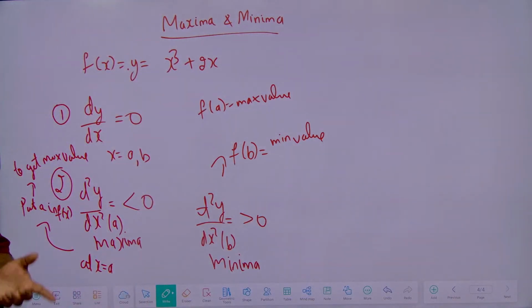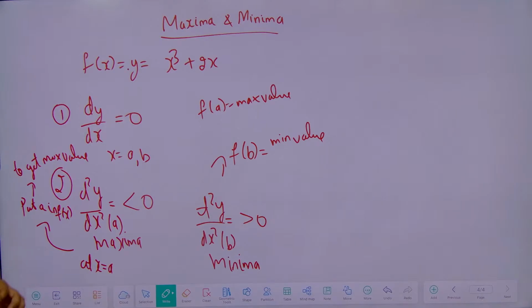First, differentiate one time and equate it to 0, you will get the value of x. Put that value of x. Second time you differentiate, put that value of x. If you are getting less than 0, it is maximum. If it is greater than 0, minimum. If it is equal to 0, neither maximum nor minimum.